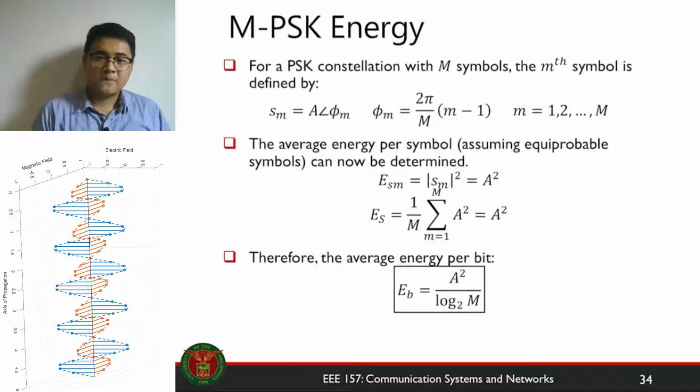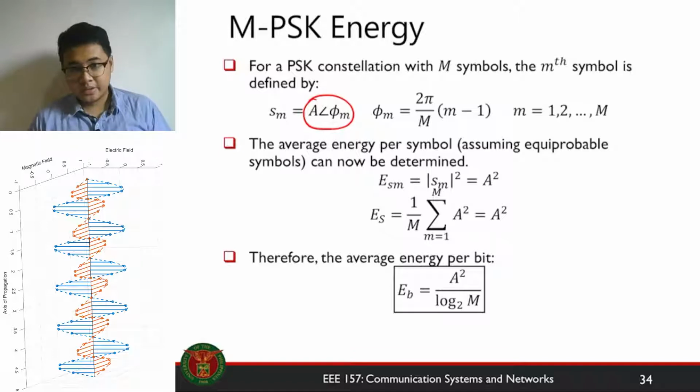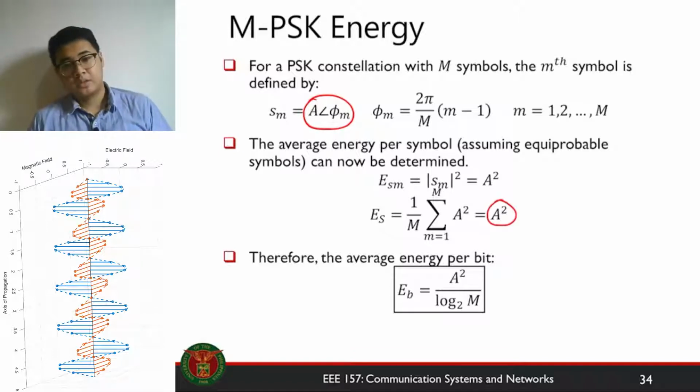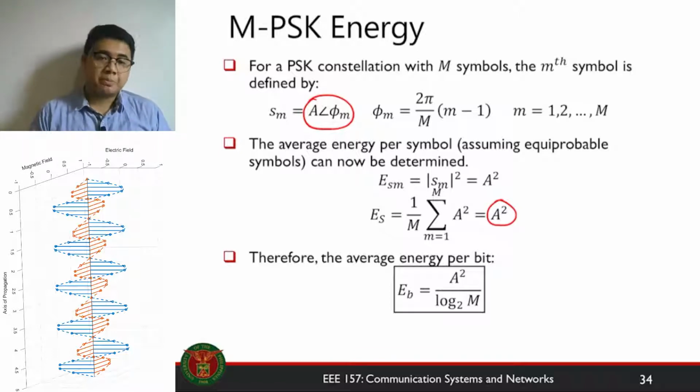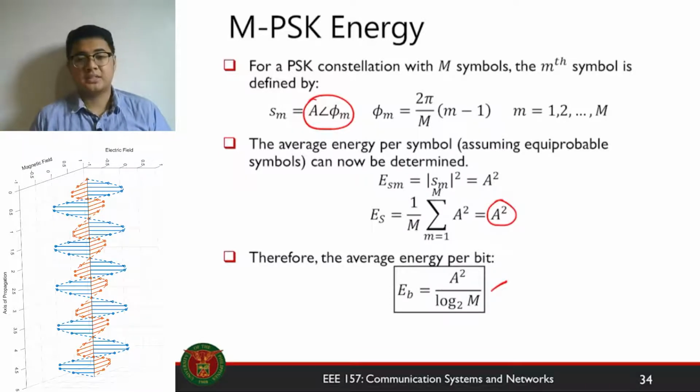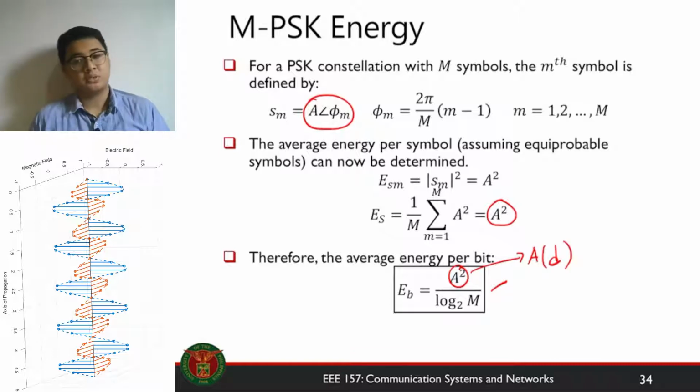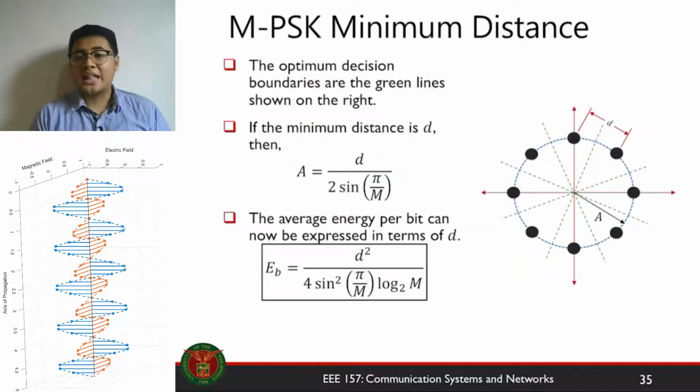For PSK, quite simply, since PSK has a constant amplitude, all of the symbols have the same magnitude A, so the average energy per symbol is simply A squared. But if we look at the average energy per bit, we have this value right here, A squared over log M base 2. So how do we relate it to the minimum distance between symbols? First, we need to express A as a function of the minimum distance between symbols. Okay? To do that, we'll just need to use a little bit of geometry here.